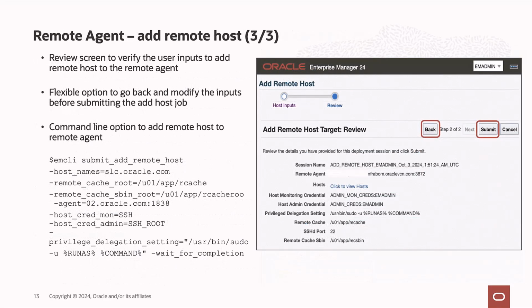So in the previous screen, all the user inputs are captured for adding the remote host to the remote agent, and this screen shows all the user inputs. If it is all fine, you can click on submit, and then we submit a job where all the remote hosts will get added to the remote agent for monitoring. We also have an EMCLI option for you to execute. Instead of going through the UI, you can use EMCLI to add the remote host to the remote agent for monitoring.